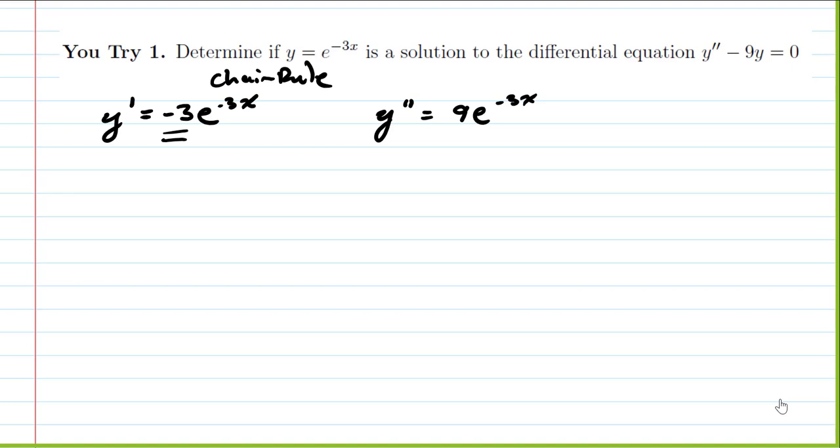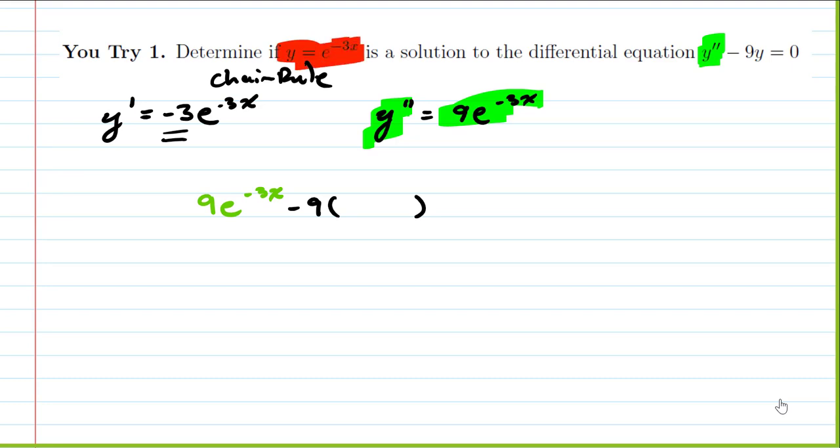So then if we plug this into our equation, we then have 9e to the negative 3x, take away 9 times our original function, e to the negative 3x. And we want to know, does that equal 0? And the answer is yes. So yes, it is a solution.